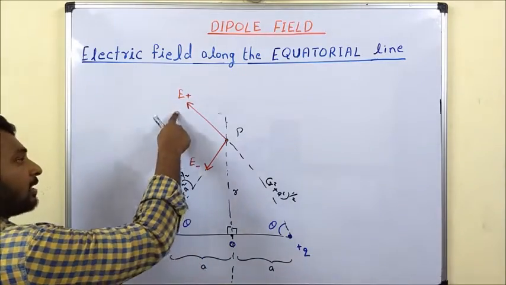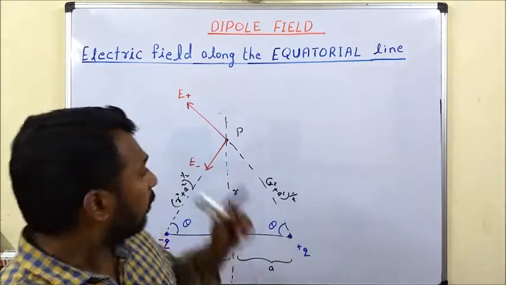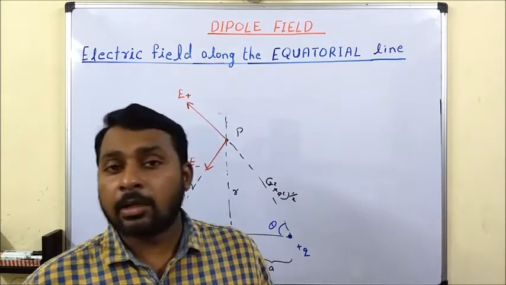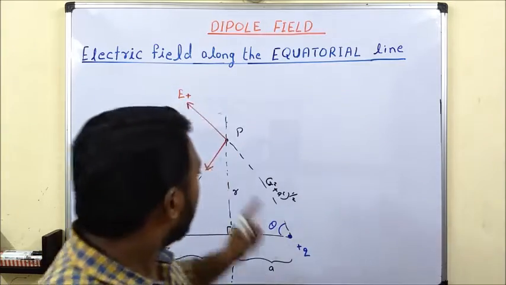Now what I am going to do, electric field is a vector quantity. So both E plus and E minus, we are going to resolve both of them into their rectangular components, meaning their cos component and sine component. Look at the board carefully.